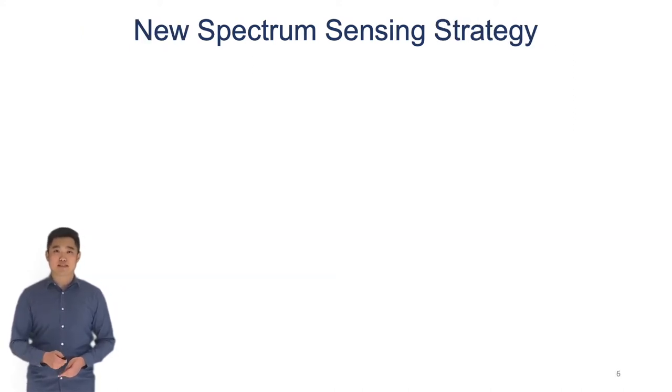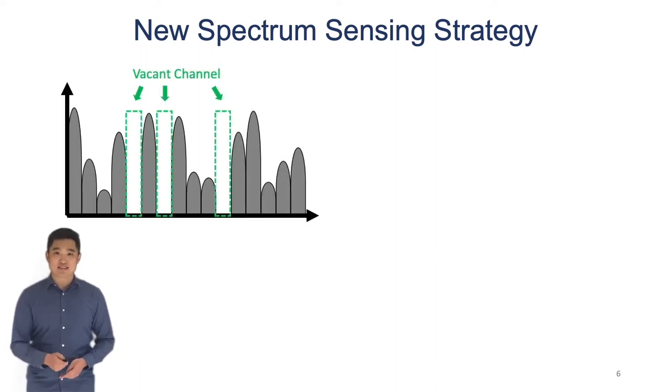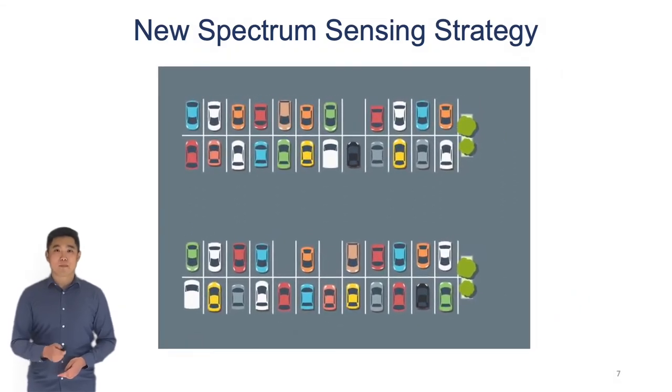To come up with a better spectrum sensing strategy for finding vacant wireless channels in a densely occupied spectrum, we learn from one of our daily activities, that is looking for an open parking spot in a crowded parking lot. When looking for a parking spot, we don't have to drive all around the parking lot and examine every single spot carefully. Instead, we can take a glance from the end of the rows. If a car partially appears in a spot, we know the spot is already taken, and vice versa.